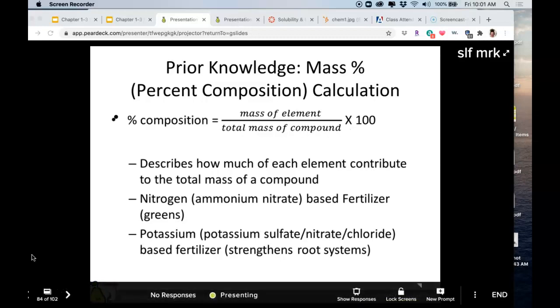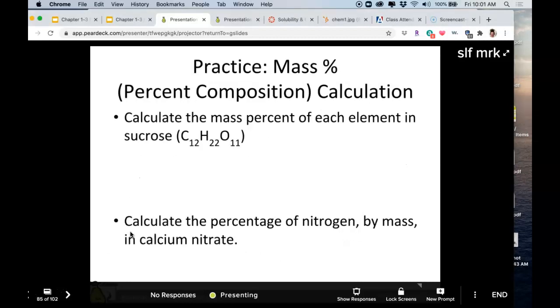So we're going to do a sample problem. Calculate the mass percent of each element in sucrose. So the first thing you need to do is figure out the molar mass of sucrose. So add up 12 carbons and 22 hydrogens and 11 oxygens.